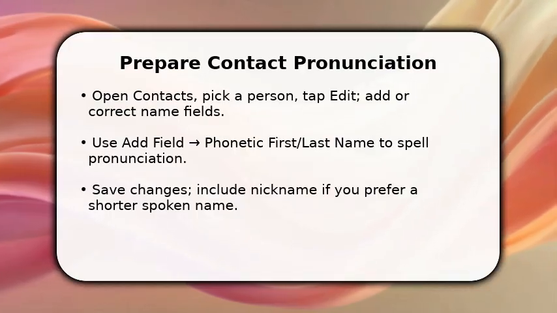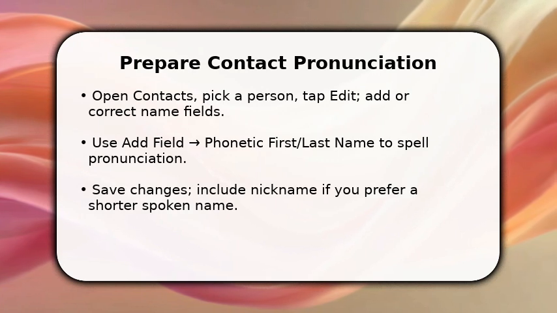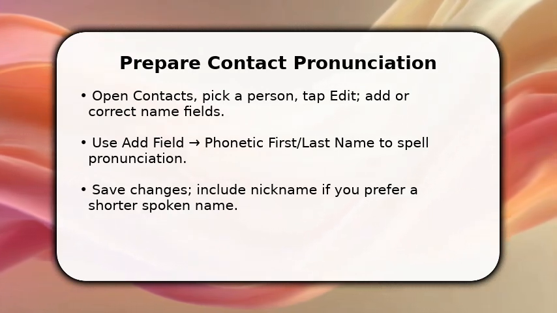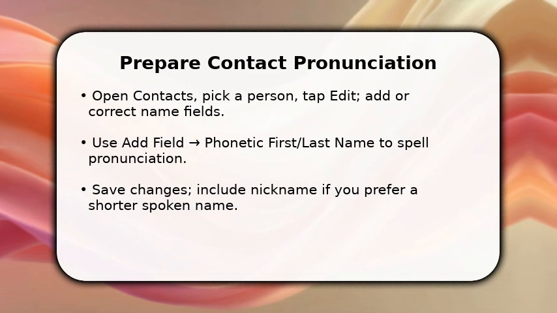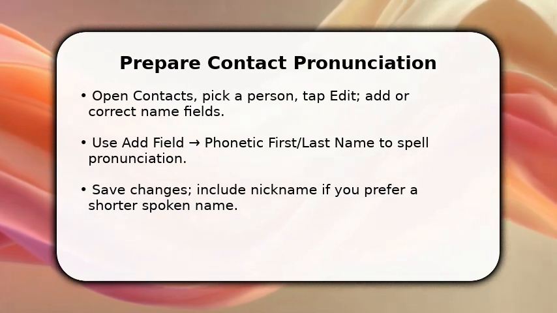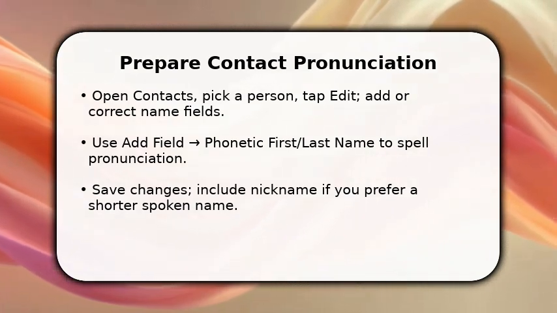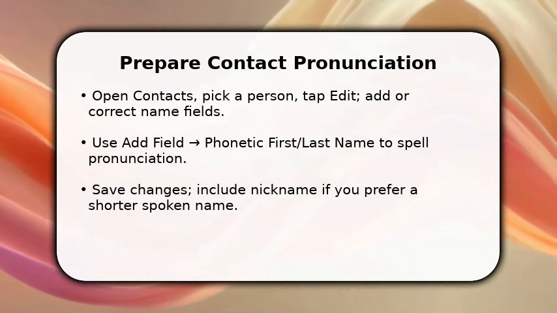You start by fixing the source, the contact. Open Contacts, select the person, and tap Edit, then add phonetic first name or phonetic last name to spell how you want Siri to speak it. Do this now. It's the most reliable way to control pronunciation.